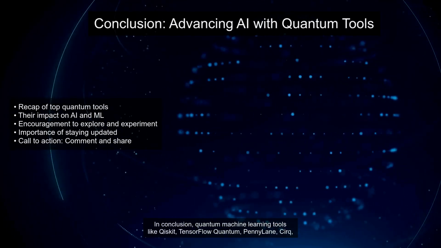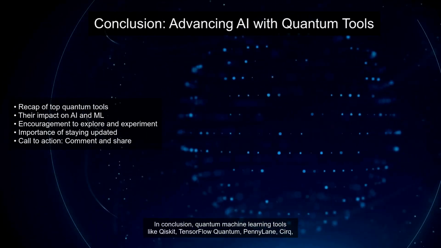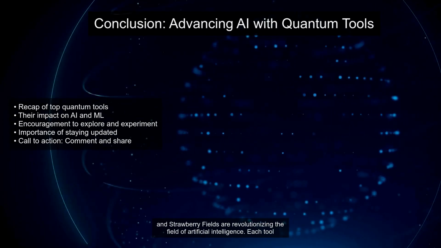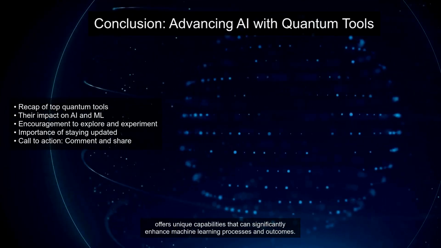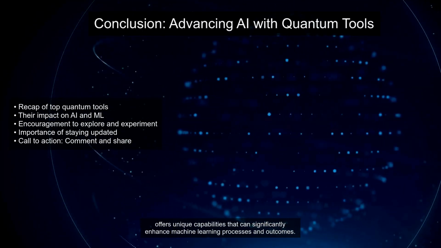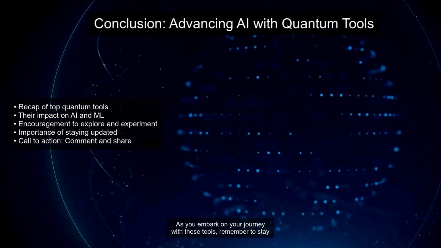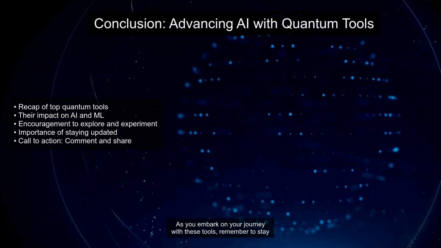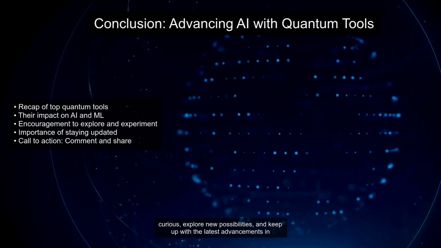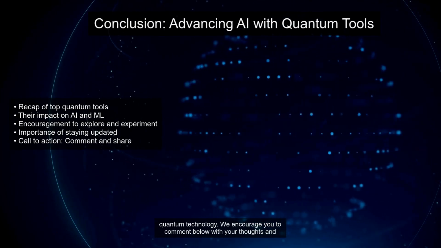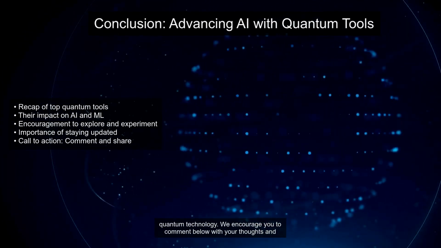In conclusion, quantum machine learning tools like Qiskit, TensorFlow Quantum, PennyLane, Cirq, and Strawberry Fields are revolutionizing the field of artificial intelligence. Each tool offers unique capabilities that can significantly enhance machine learning processes and outcomes. As you embark on your journey with these tools, remember to stay curious, explore new possibilities, and keep up with the latest advancements in quantum technology.